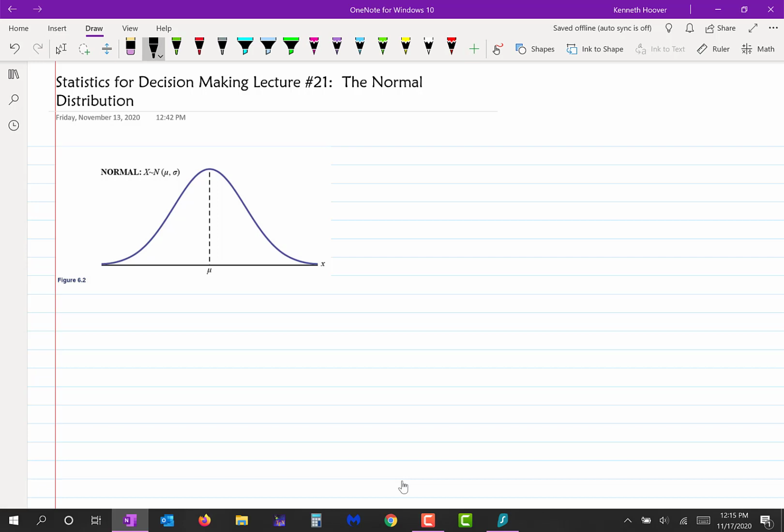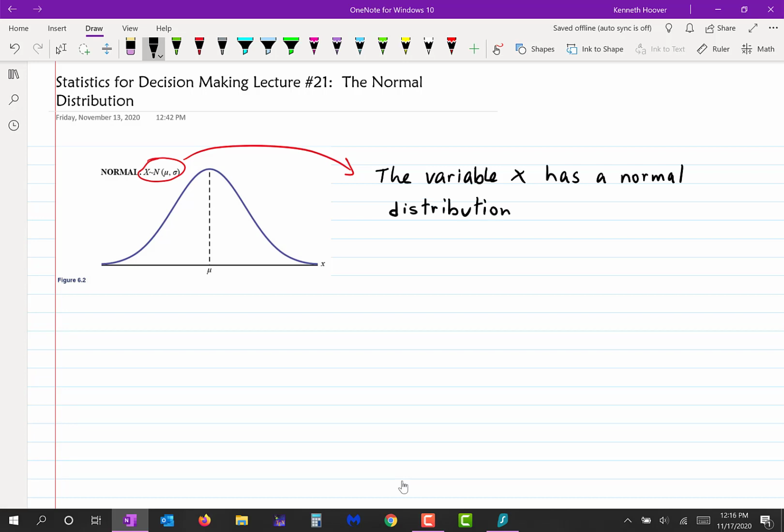Now let me point out a few things. When you see this right here, that is saying the variable x has a normal distribution with mean mu and standard deviation sigma. Okay, that's what this stuff up here means.